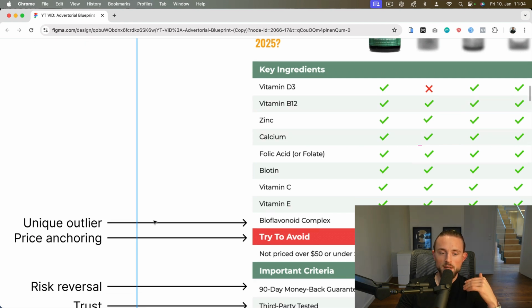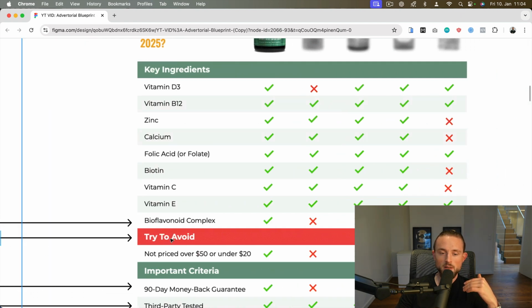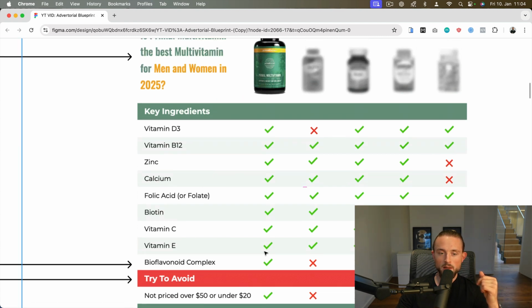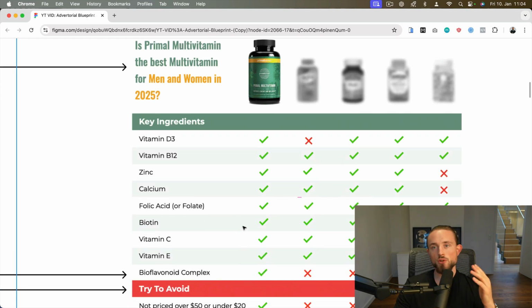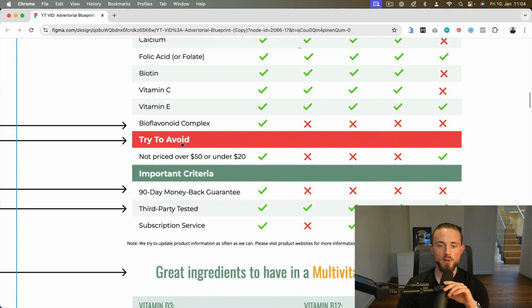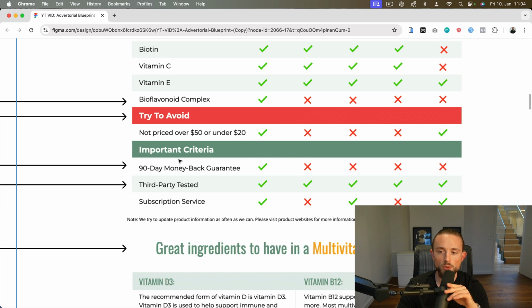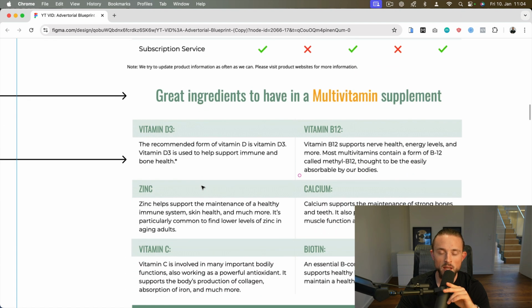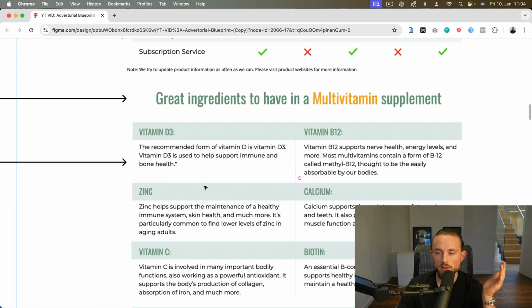And then we also do price anchoring, right? So try to avoid it if it's priced over $50 or under $20, right? And this really knocks out all of the other ones. And in this us versus them comparison, you can really see that this is clearly the winner. Then also more important criteria, right? This is the only one with a 90-day money back guarantee, and it offers a subscription service, and it's third party tested. And then we start breaking down, right?